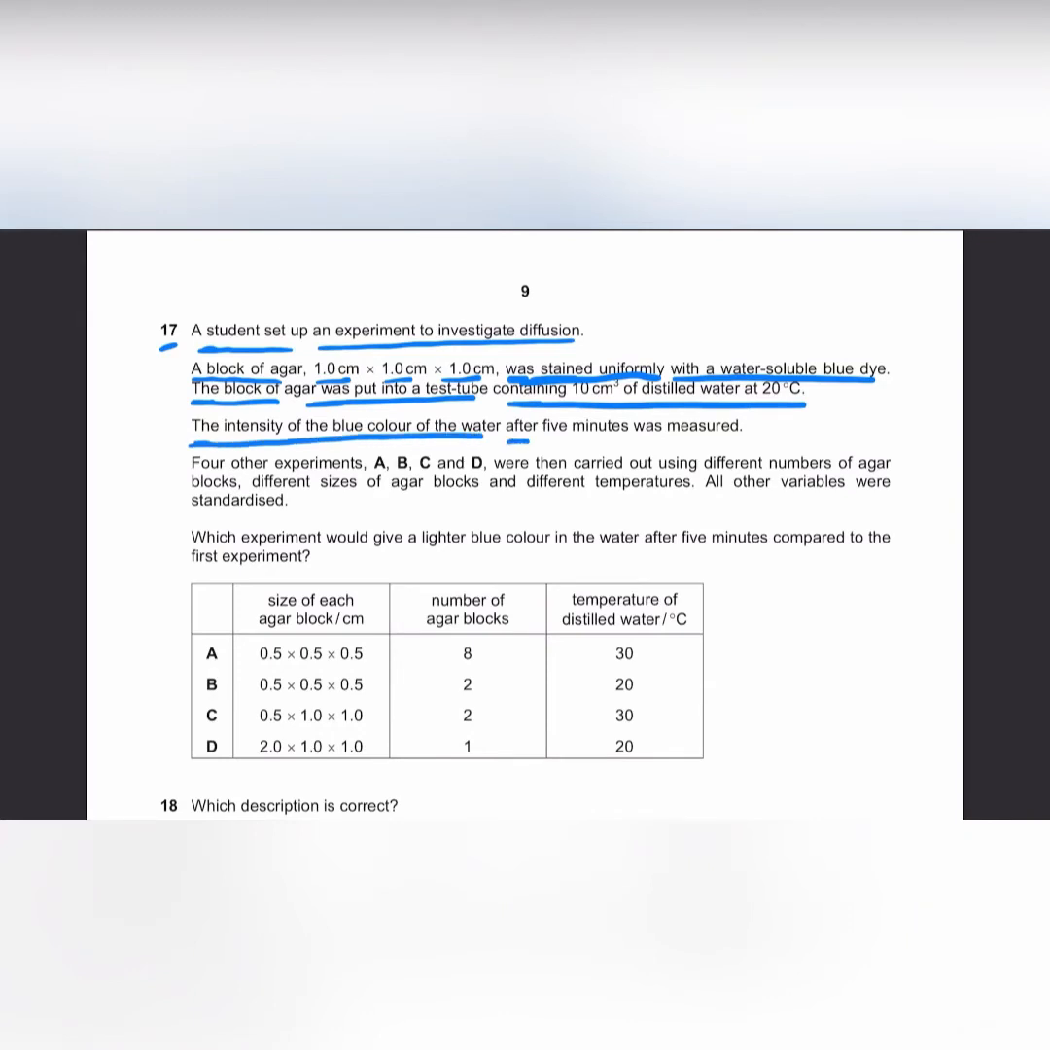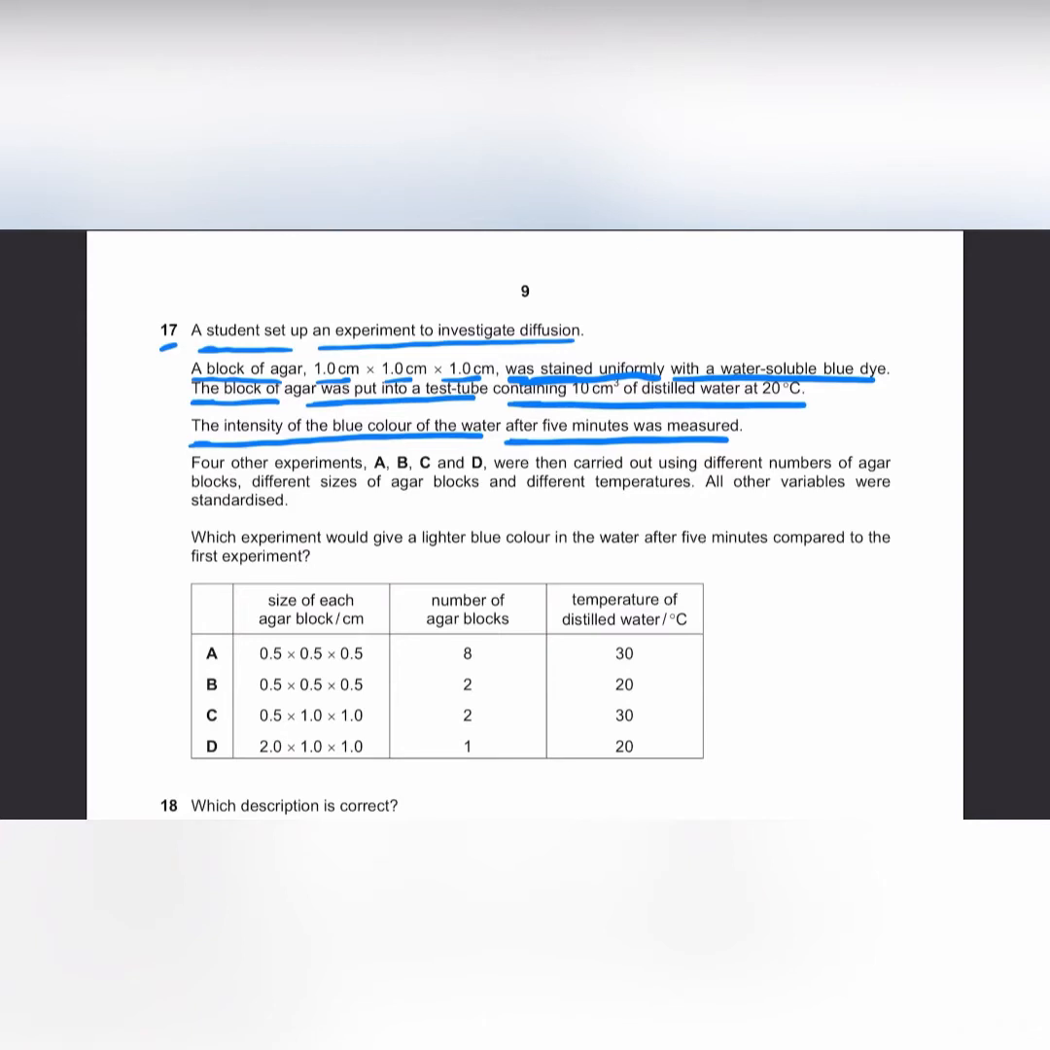Okay, let's move on to MCQ number 17. This is a very good MCQ. A student set up an experiment to investigate diffusion. A block of agar 1 centimeter by 1 centimeter by 1 centimeter was stained uniformly with a water-soluble blue dye. The block of agar was put into a test tube containing 10 centimeter cube of distilled water at 20 degrees Celsius. The intensity of the blue color of the water after 5 minutes was measured.